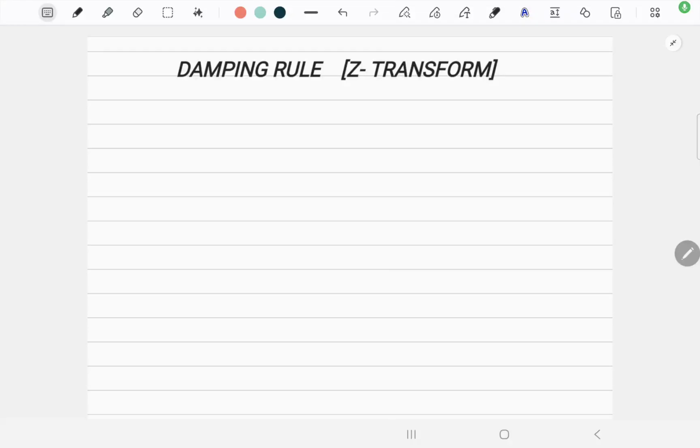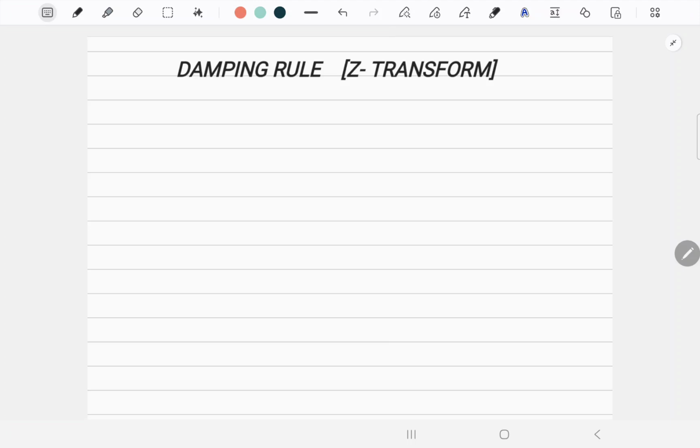Hello students. In my last video, I taught you what exactly a Z transform is. We derived the formula for Z transform of 1, n square, n cube, Z transform of sin n theta, Z transform of cos n theta. And then we did questions based on these basic formulas. Now today we will learn a new concept called damping rule in Z transform.